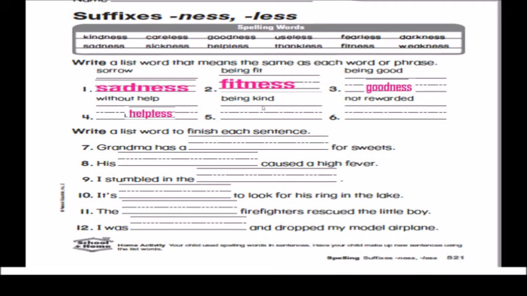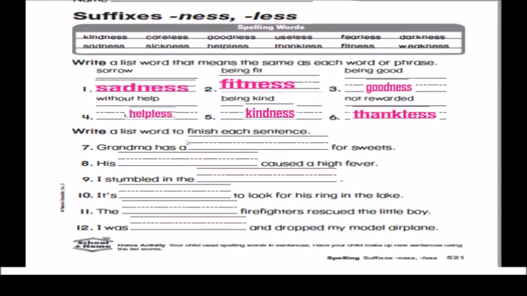Being kind. Being kind means what? Kindness. Excellent. Not rewarded. Not thank anyone. So he is thankless. Not rewarded means he doesn't say thank you to anyone. So he is thankless. And this is a very, very bad behavior.